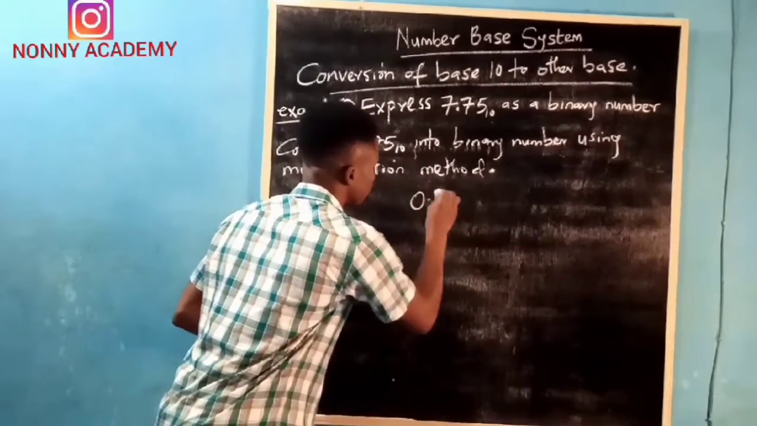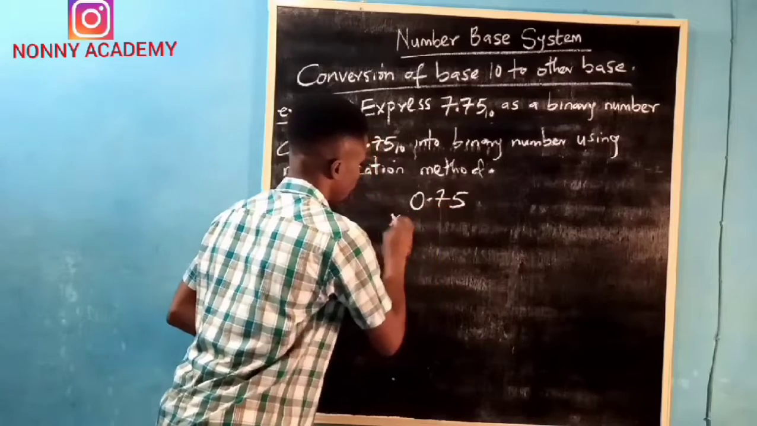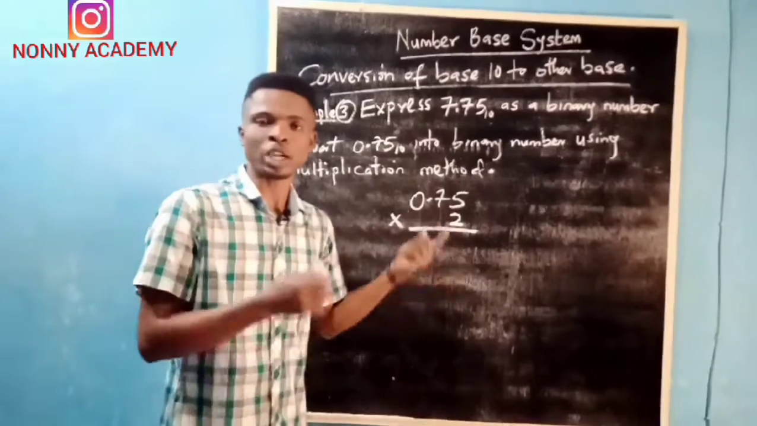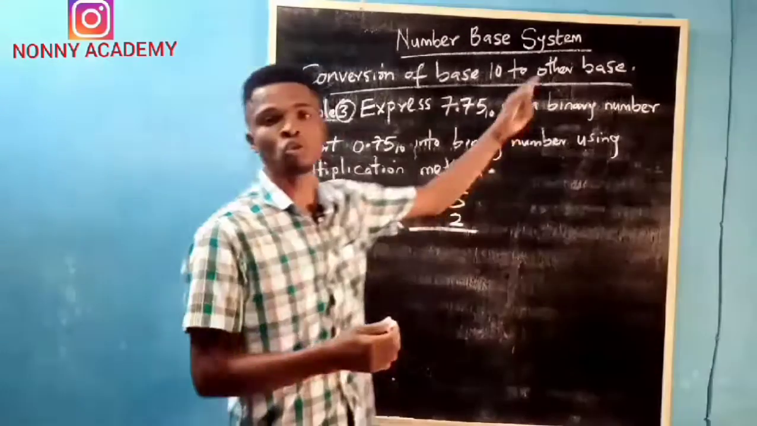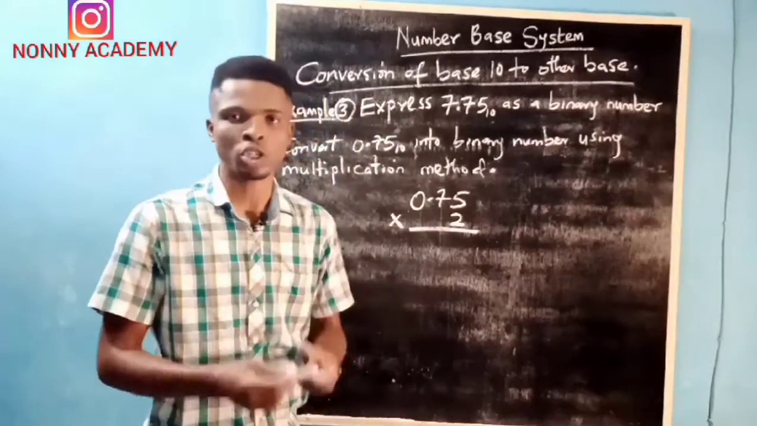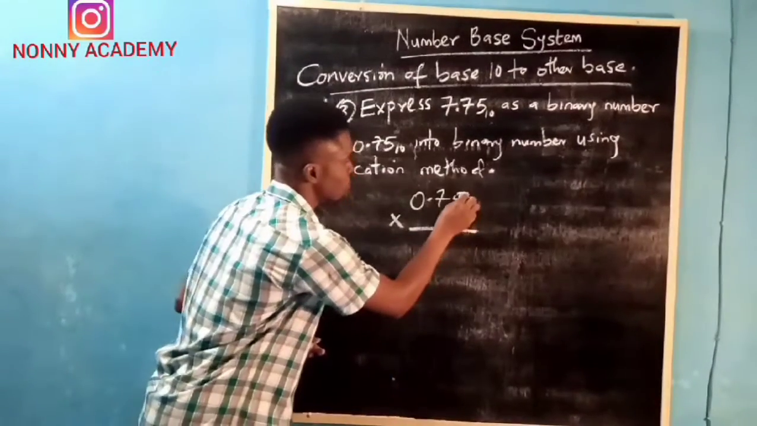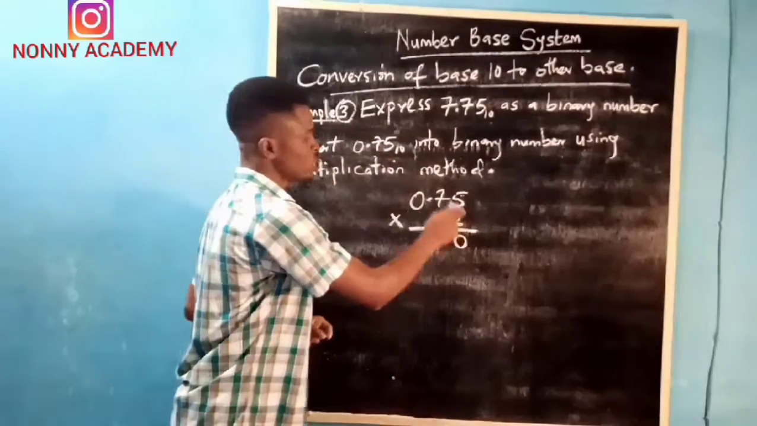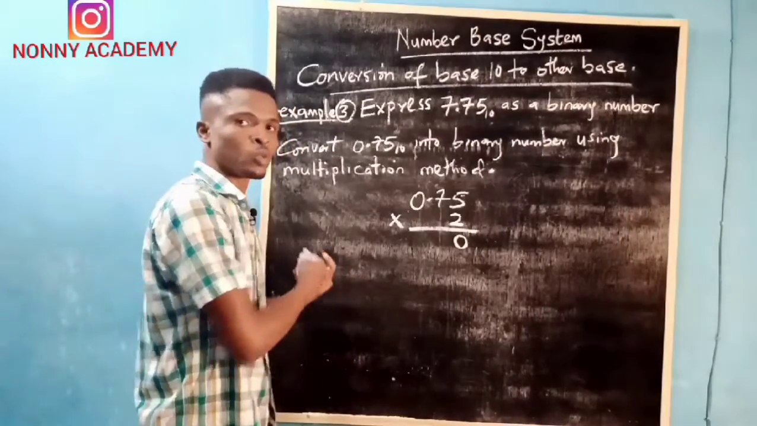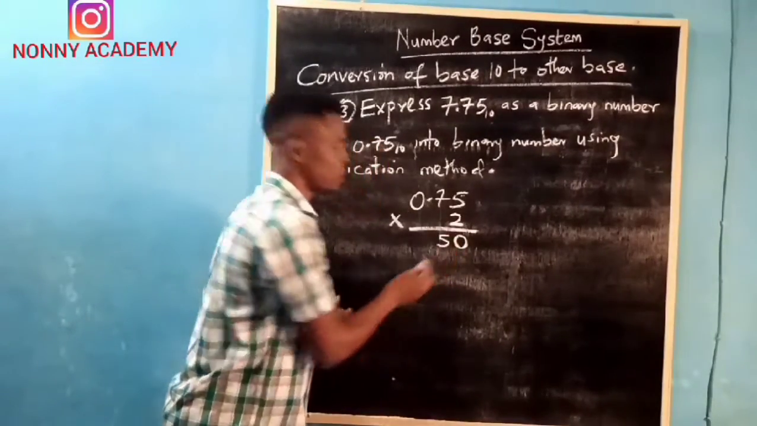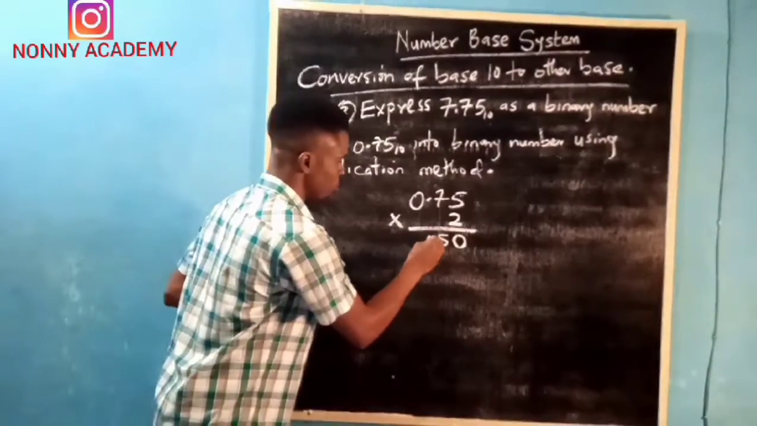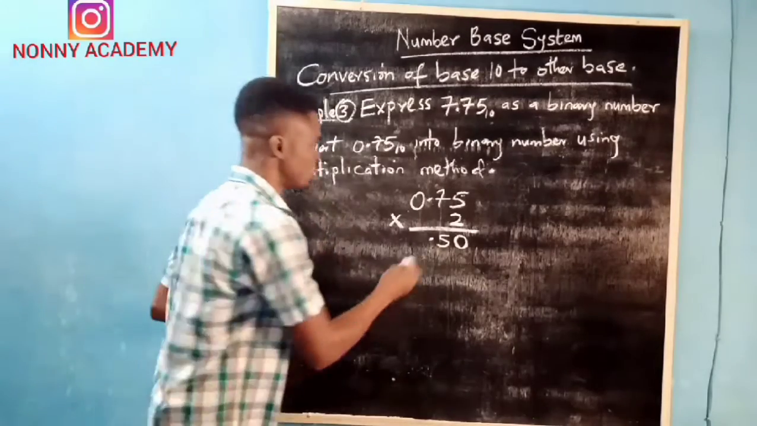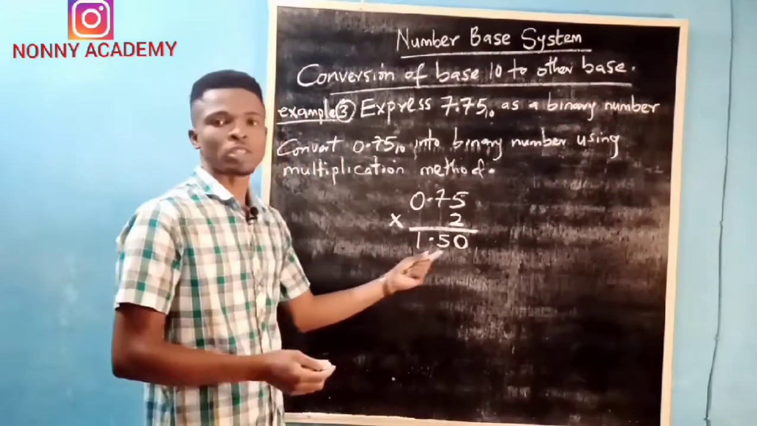And I have 0.75 multiplied by 2. The reason why I want to multiply this by 2 is because I'm converting to binary number, which is also base 2. So we have 2 times 5 is 10. And I have 0, and I keep 1. 2 times 7 is 14 plus 1, which is 15. And I have 5, and I'll keep down 1. And I have decimal. 2 times 0, which is 0, plus that 1, which is 1. So here I have 1.50.